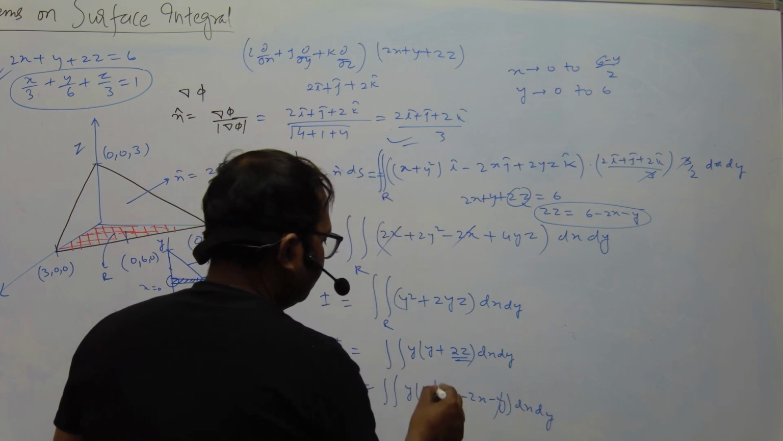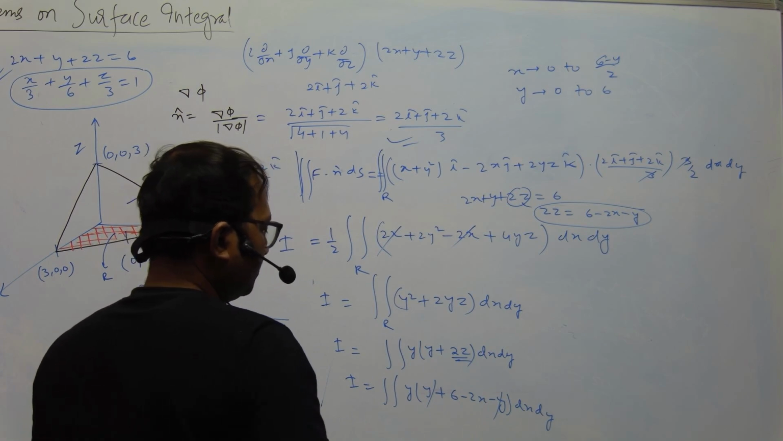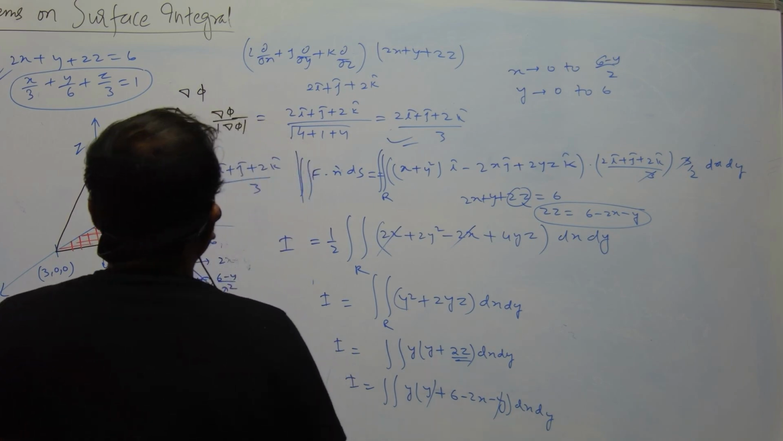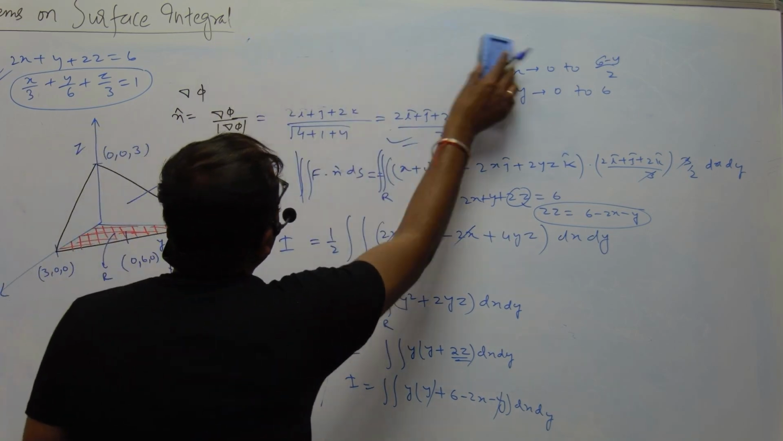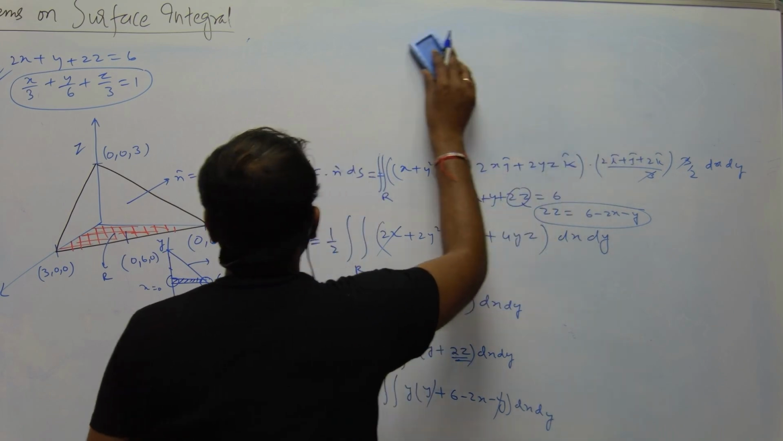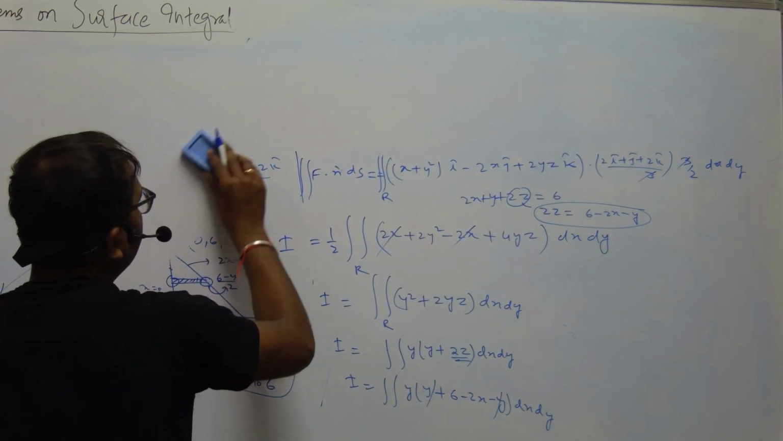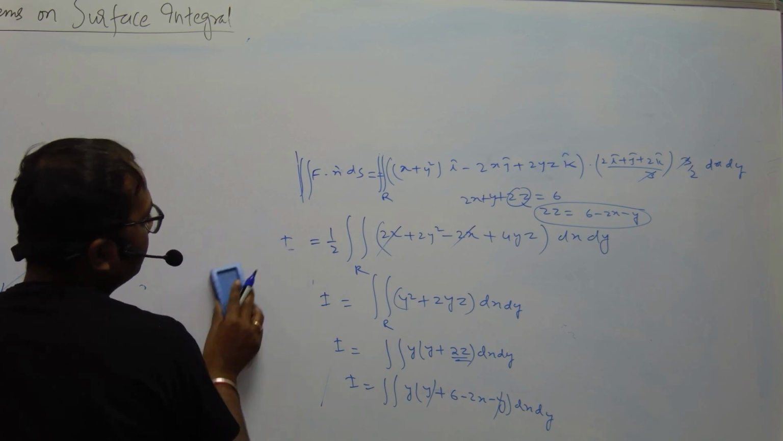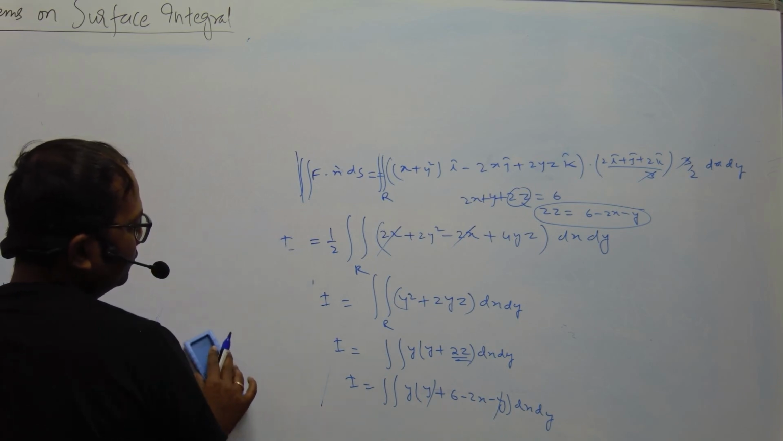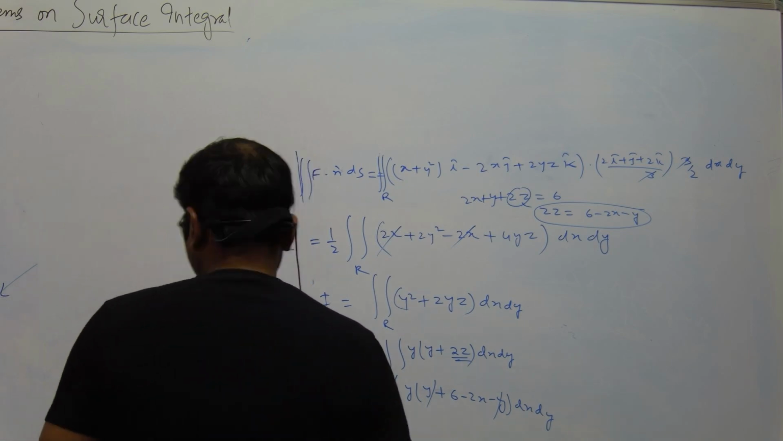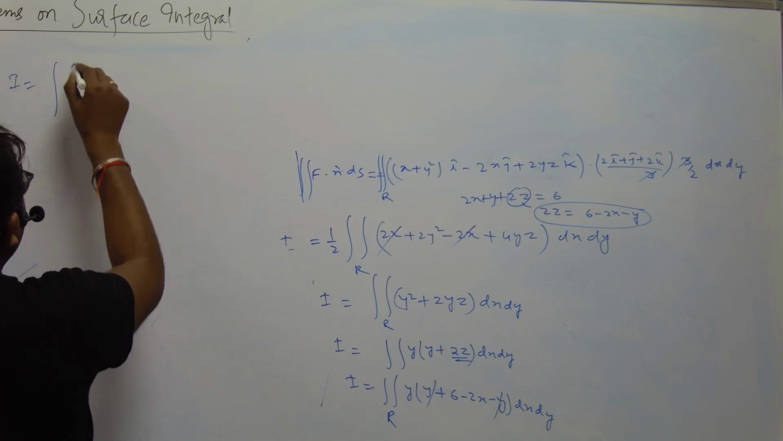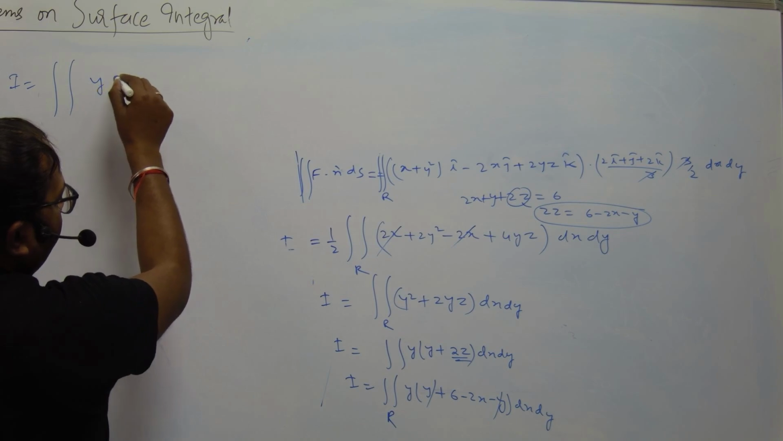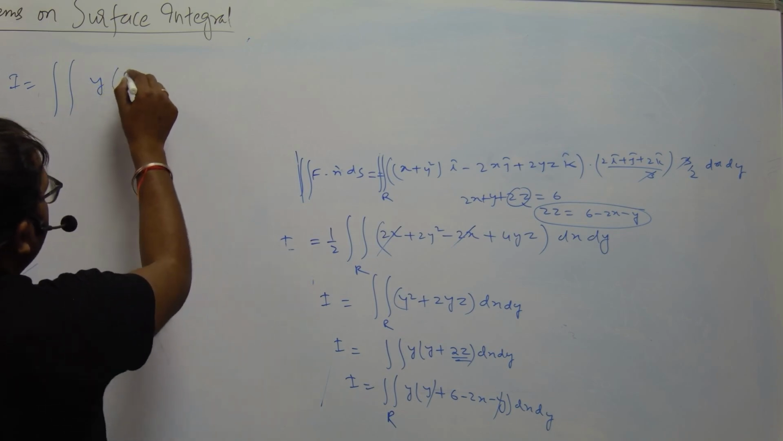This y gets cancelled. So we have y times (6 minus 2x) dx dy. Let's further simplify this. Along the region R, we have the value of I as the double integral of y times (6 minus 2x).